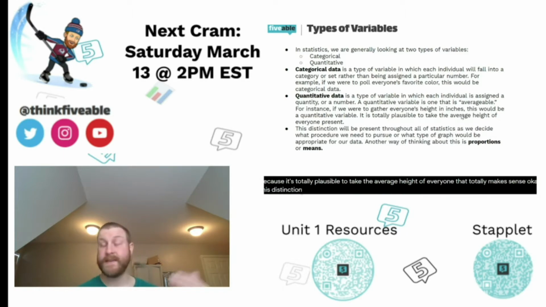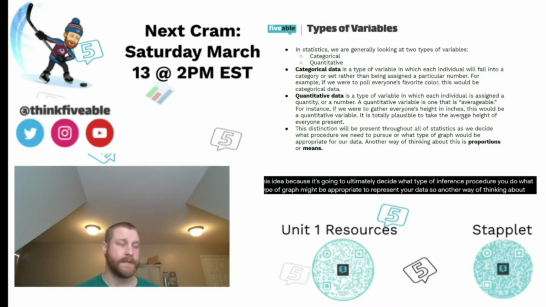This distinction, again, this is what I was talking about. It's important in the very beginning to bring up this idea because it's going to ultimately decide what type of inference procedure you do, what type of graph might be appropriate to represent your data. So another way of thinking about it is proportions, which is categorical data. If you're already in inference in your normal class, you would have a one prop Z test or a one prop Z interval. It's proportions because it's categorical. Means also would be quantitative. So if you're doing a T test or a T interval.